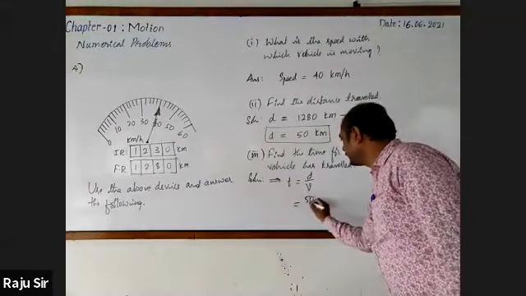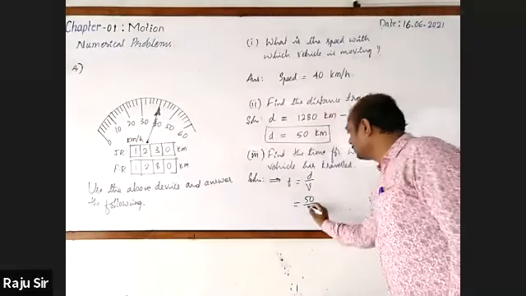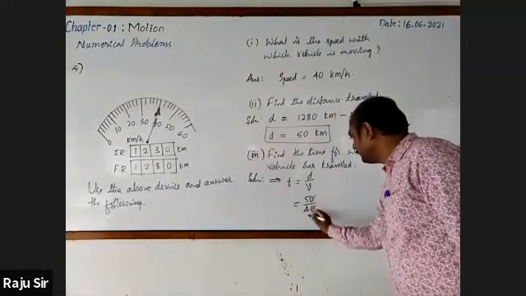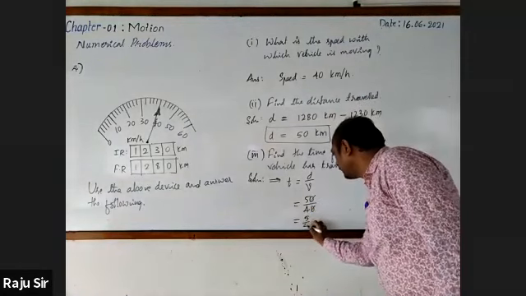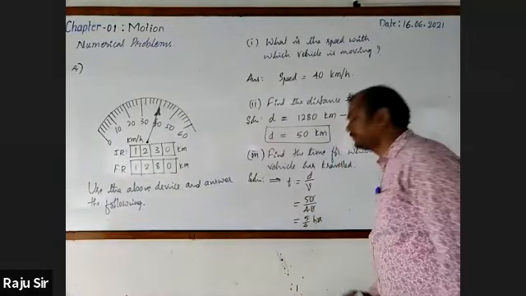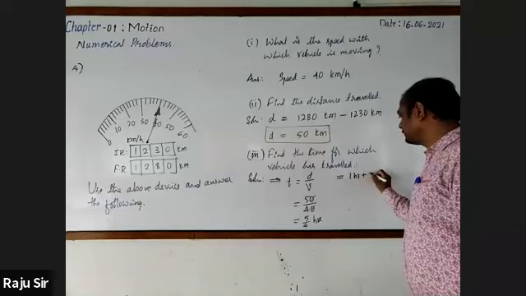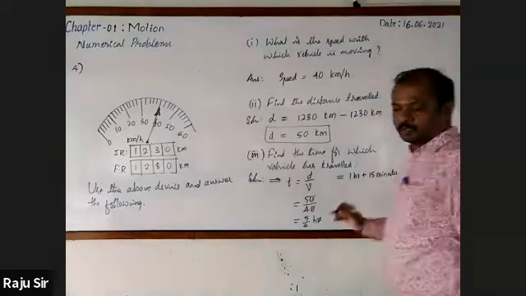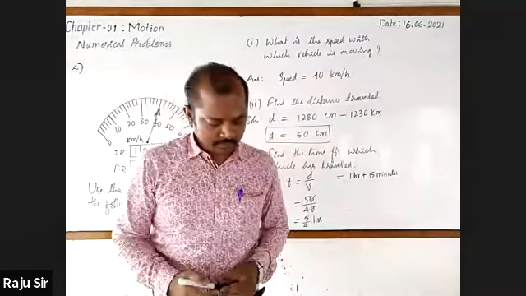Distance is 50 kilometer. Speed is 40 kilometer per hour. It is 5/4 hours. This calculation is 1 hour plus 15 minutes. 1 hour 15 minutes.